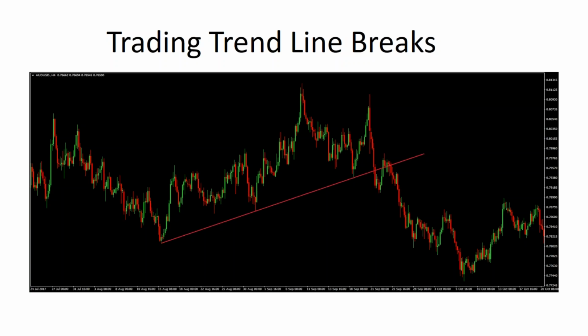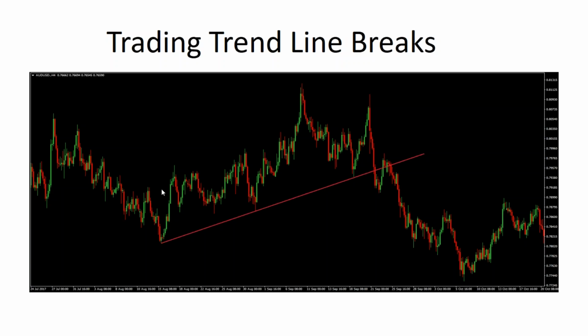And so a better way that I find to trade trend line breaks is to wait for price to break a trend line and make a new price point outside of the trend line, allow price to then come back and retest the trend line, and then wait for it to reverse and continue the original break. Okay, so let me just talk through that a bit more clearly then.